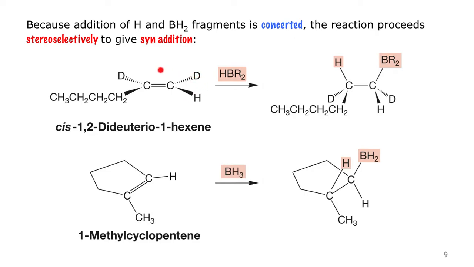You can see that in a labeled compound such as this, where we have deuteriums in particular locations. We find that the hydrogen and boron add to one face, and we end up with those deuteriums with the same sort of relationship. Even more telling is if you do this with the cycloalkenes, you find that the products are indicative of the boron and the hydrogen adding to one face of that double bond. This is known as syn addition. Syn means same side, as opposed to anti addition on opposite sides.